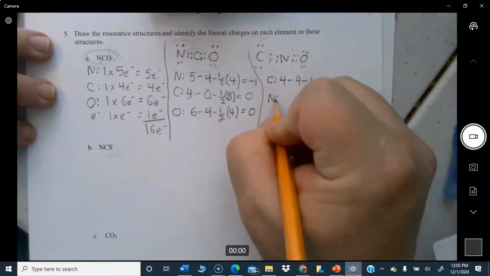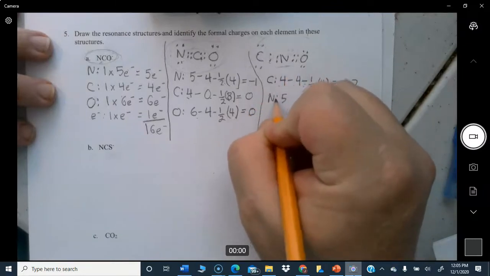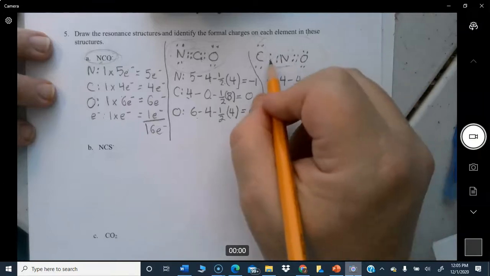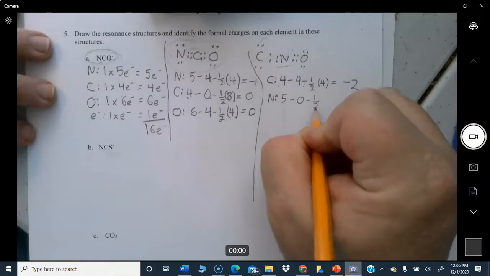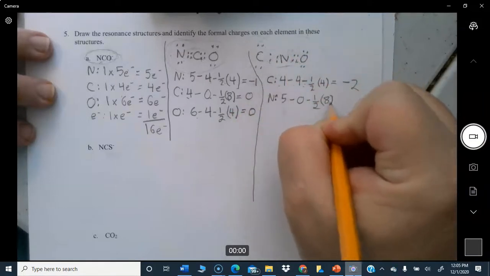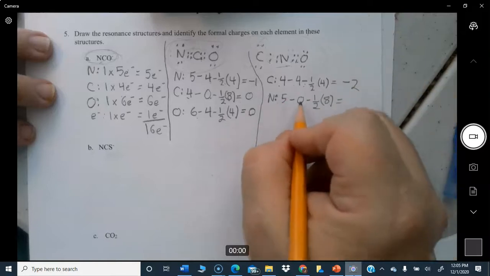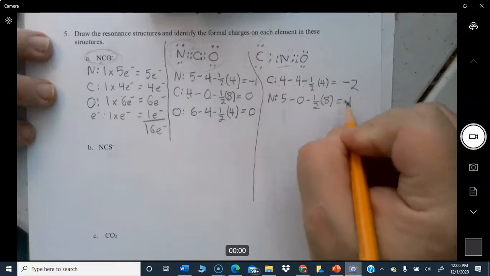Nitrogen has 5. It's the 5th element from the left on the periodic table. Then it has no lone pairs, so minus 0, and minus 1/2 of all of its electrons, 8 of them, which are bonding. So 5 minus 0 minus 4 is going to be positive 1.